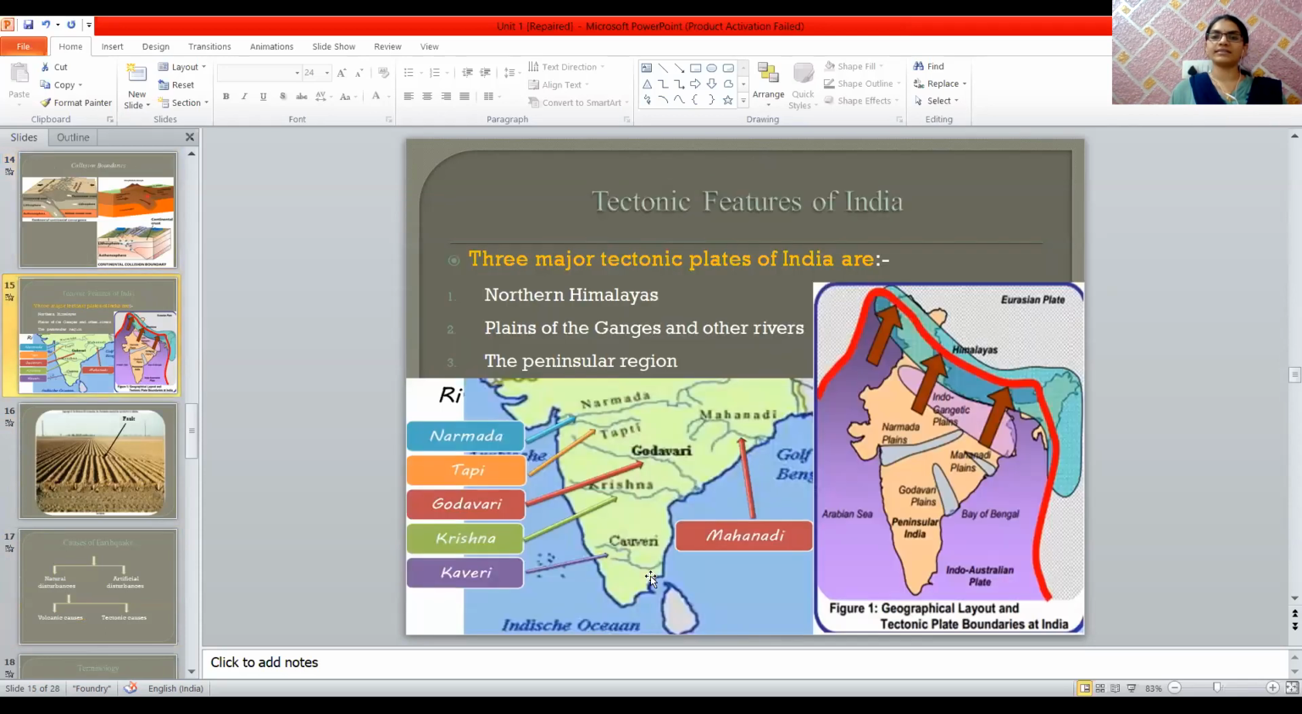Now we are discussing the tectonic future of India. This is an example: the Indian plate broke and joined Asia, and the Himalaya range was developed.